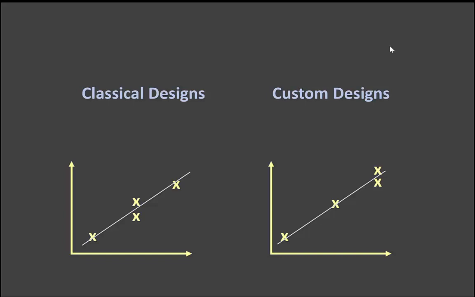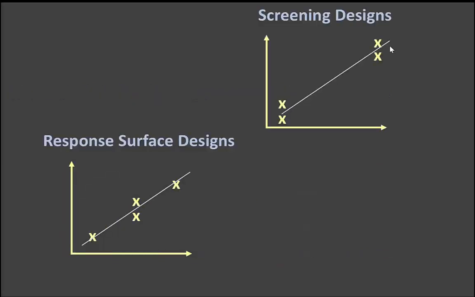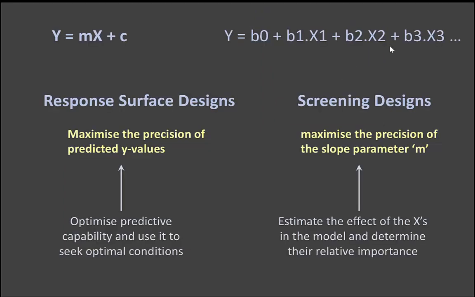There's a more general classification, which is thinking in terms of screening designs and response surface designs. So screening designs only allow us to look at a linear effect, whereas response surface designs allow us to build a more refined model. I can express this slightly more mathematically, or at least with a slightly more mathematical notation. This is the standard equation of a line. We can generalize that for multiple x's.